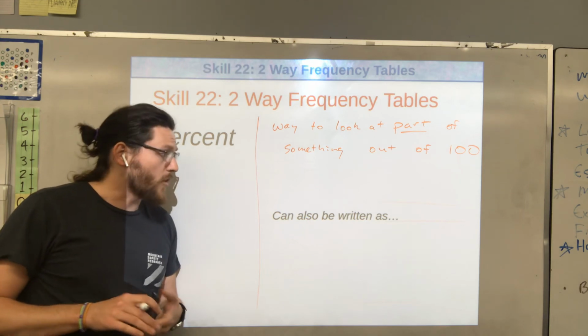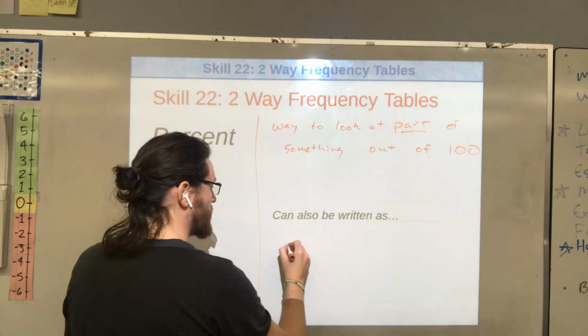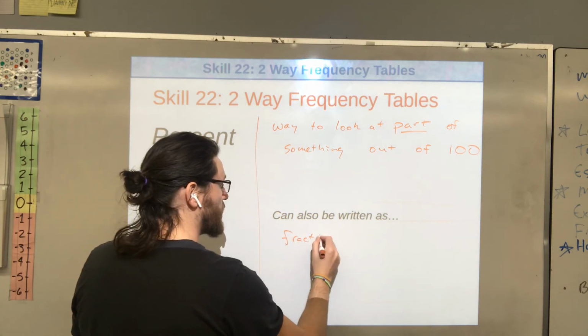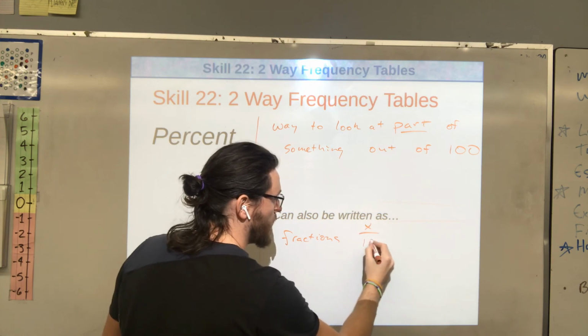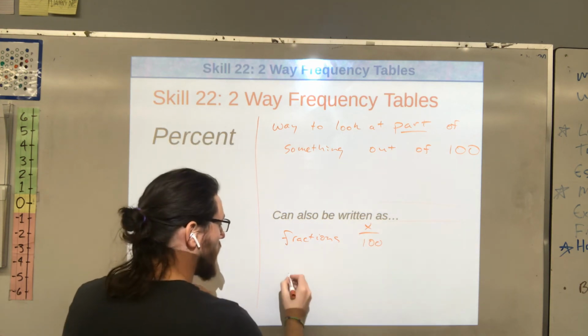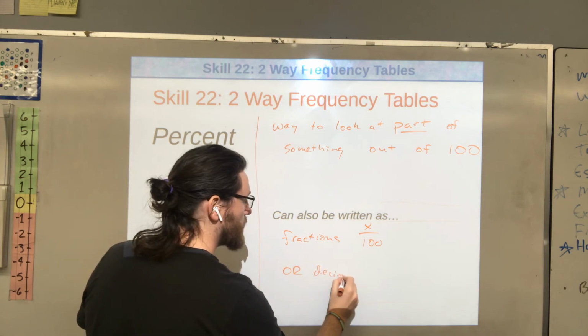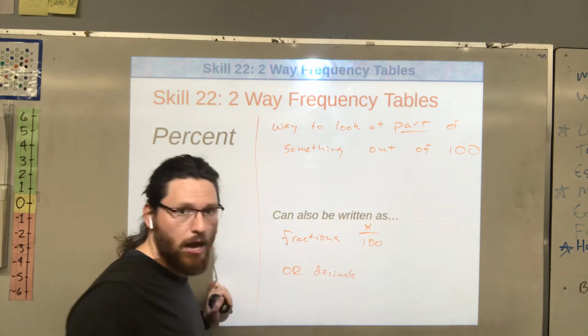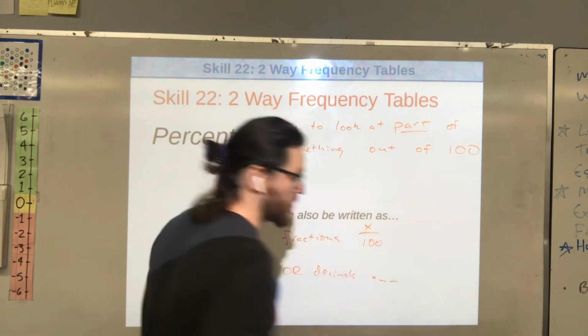So those values carry a lot of meaning, and it's a good way to compare things. Okay, percents can also be written as fractions out of 100, okay, or as decimals. You think of this as a decimal, it's point whatever our percent is.